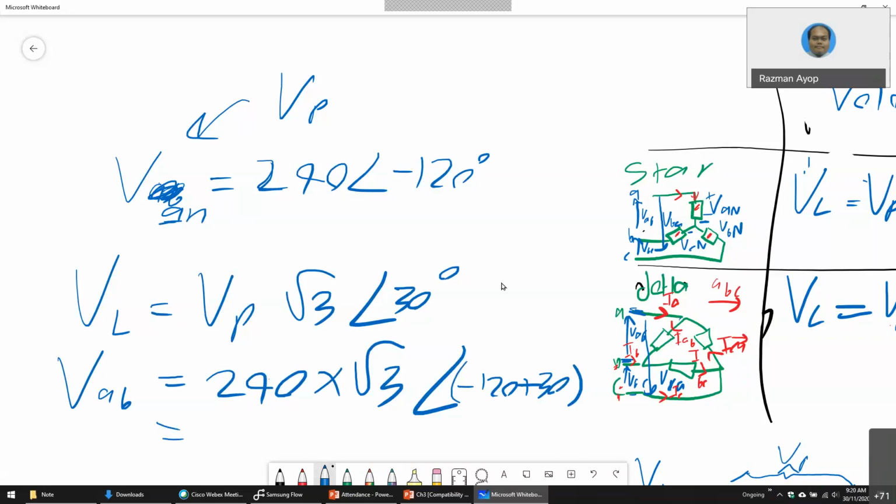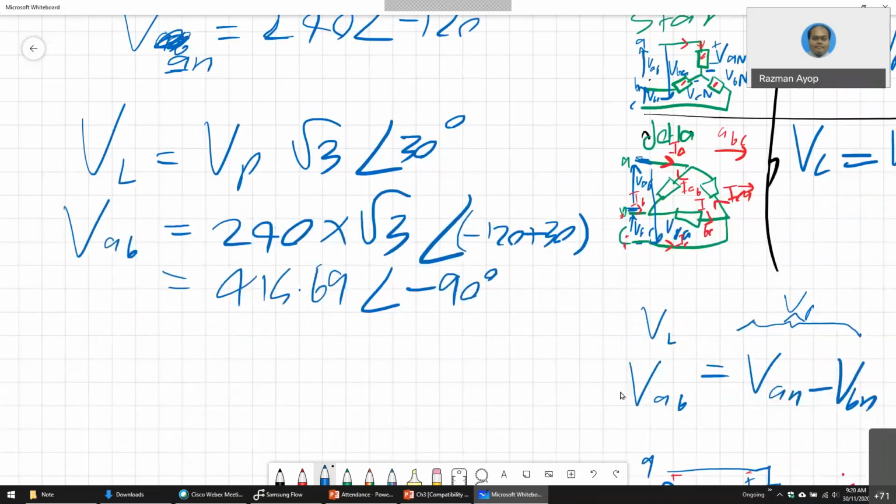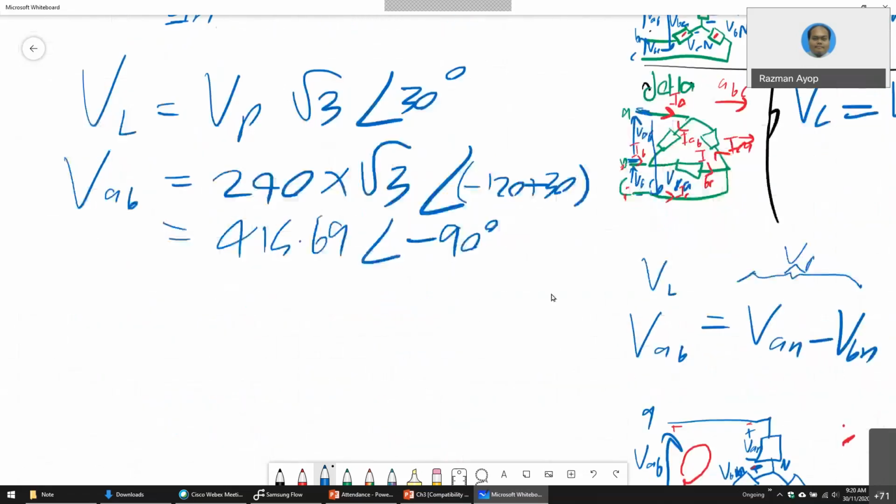Okay, you get 240 multiplied by square root 3. You get 415.969. Okay, the angle is negative 120 plus 30, which is negative 90 degrees. Okay, that is how you use that formula.